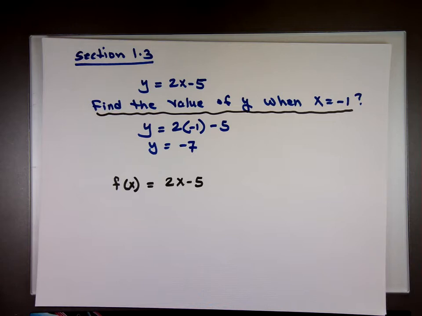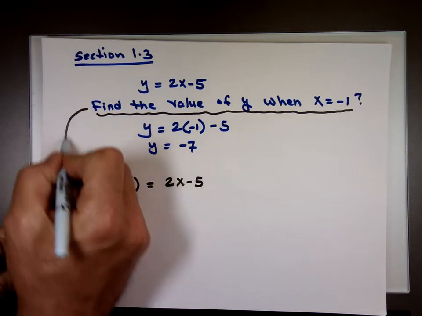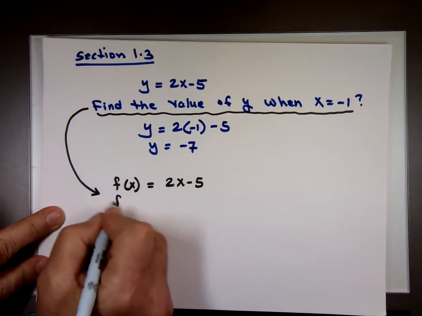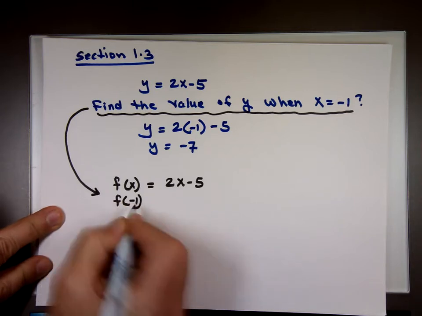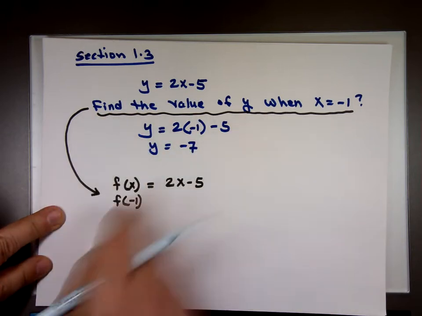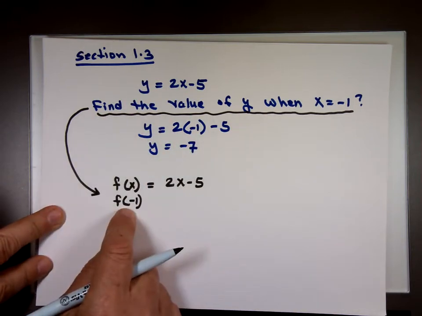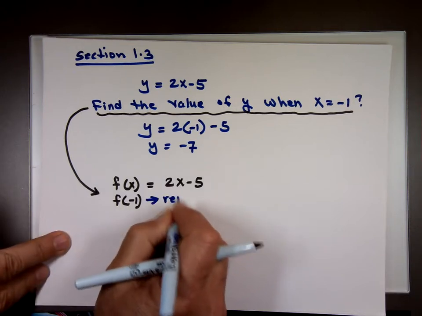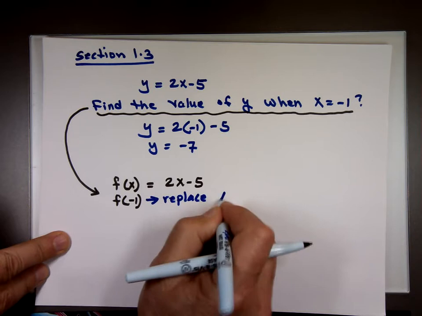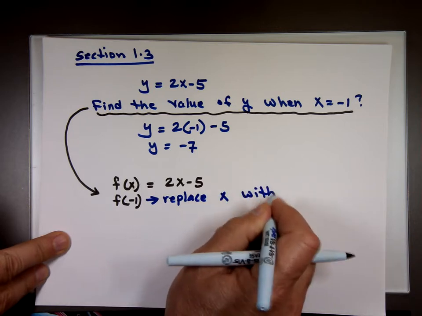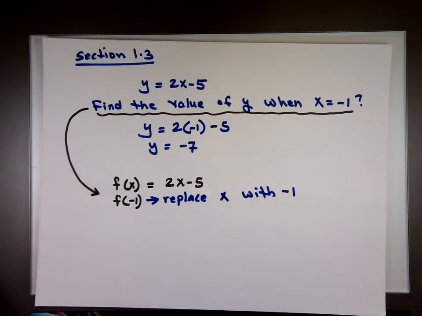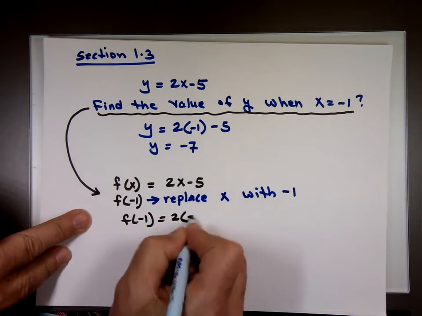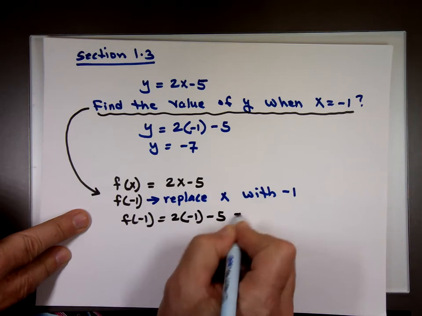The nice thing about this notation, if I want to ask this question now, I only have to write what? What is f of minus 1? That's it. All of this is equivalent to that. So when you see f of minus 1, that means what? Replace x with minus 1. So what's f of minus 1 going to be? 2 times minus 1 minus the 5, which is a negative 7.